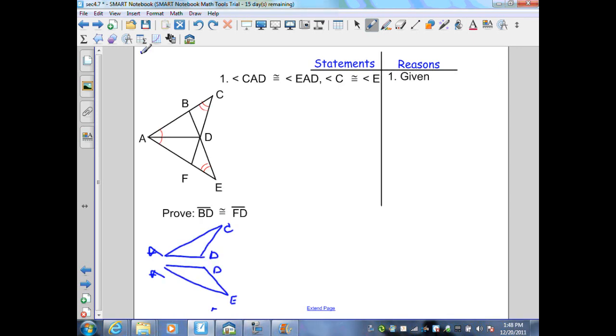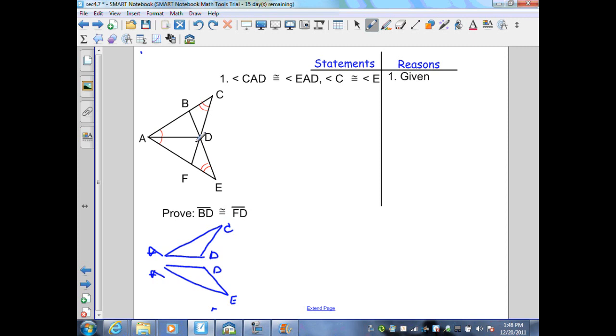Our next proof can be difficult because of the multiple overlapping triangles. So what I did is I drew an alternate diagram of the triangles I need to prove congruent first. So let's take a look at the given and what I need to prove and why I generated this diagram below. Here I'm given angle CAD congruent to angle EAD. Then I'm also given the angle C is congruent to angle E. But I need to prove segment BD congruent to segment FD. And here is BD and FD.